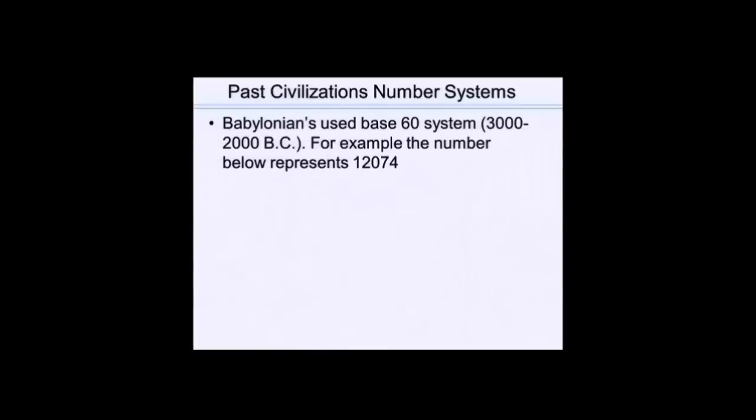You can look at history of mathematics books as well as the internet as a resource if you're interested in the history of numbers. Past civilizations like the Babylonians used a base 60 number system around 3000 to 2000 BC. For example, in their number system, the number 12,074 would be represented in the following manner. The upside down triangle represents 1. The sideways symbol represents a group of 10. So this is 14 groups of units, 21 groups of 60, and 3 groups of 60 squared or 3600.